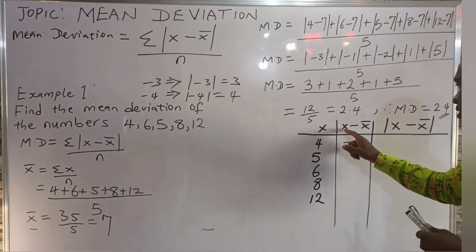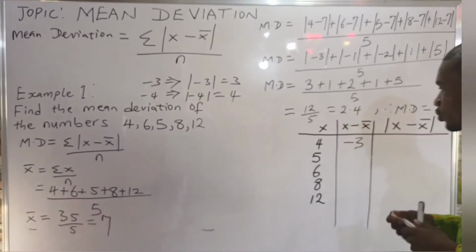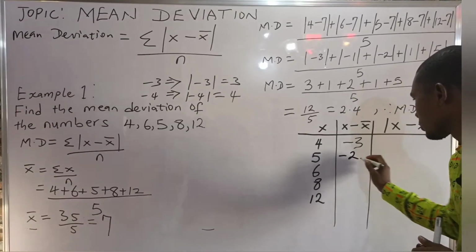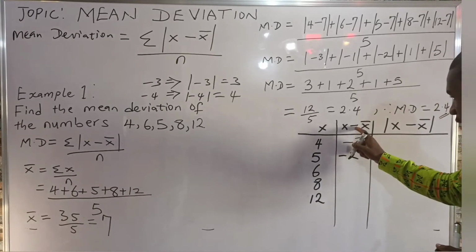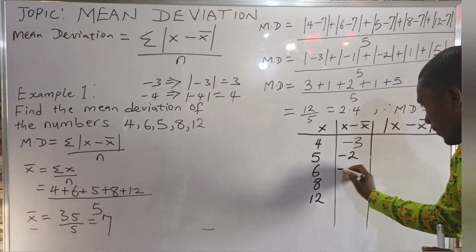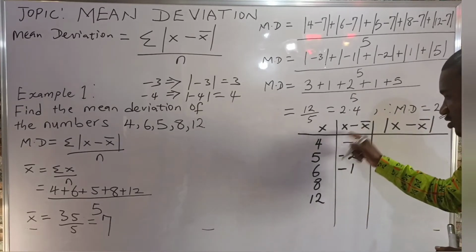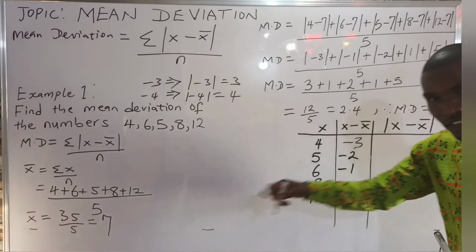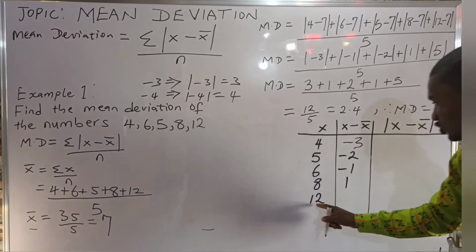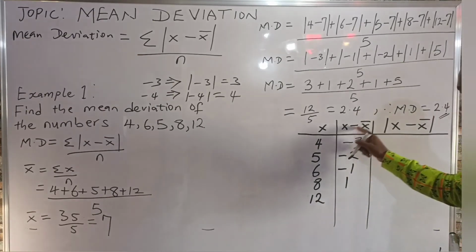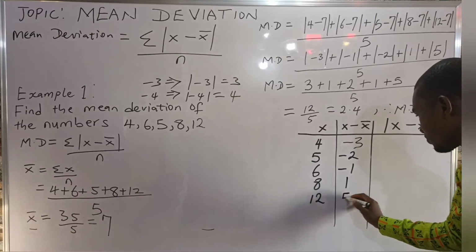Then the second x, which is 5. So 5 minus our 7 will give us minus 2. Then the third x we have is 6. So 6 minus our 7 will give us minus 1. Then 8, which is our next x, minus our x bar, which is 7. 8 minus 7 will give us 1. And the next x we have is 12. And 12 minus our x bar, which is 7, we have 5.